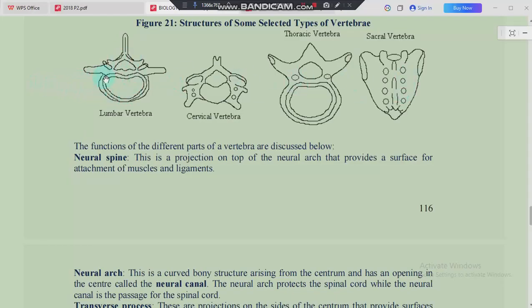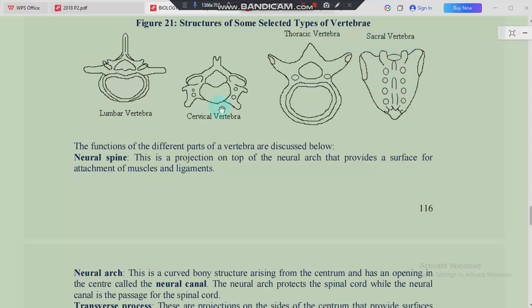We have this one, which looks like this. This one is our lumbar vertebra, which usually has this large space. And then we come to this one, which is our cervical vertebra. And then the one which has that kind of spinous process is the thoracic vertebra, and the one which looks like this is our sacral vertebra.